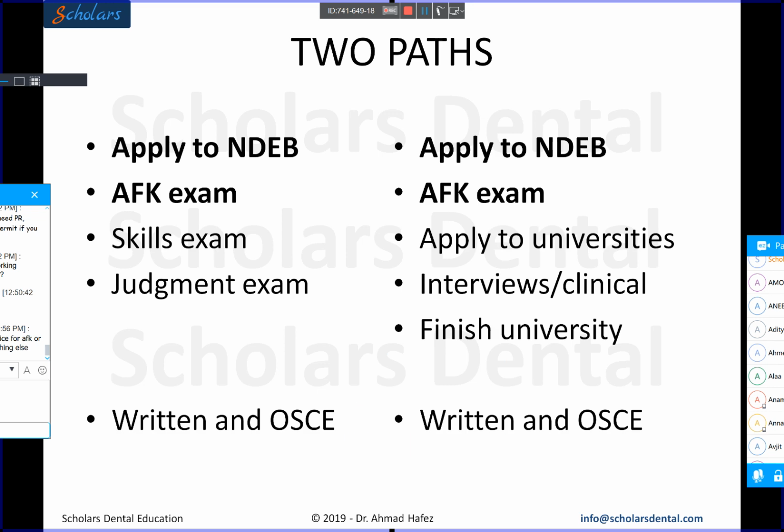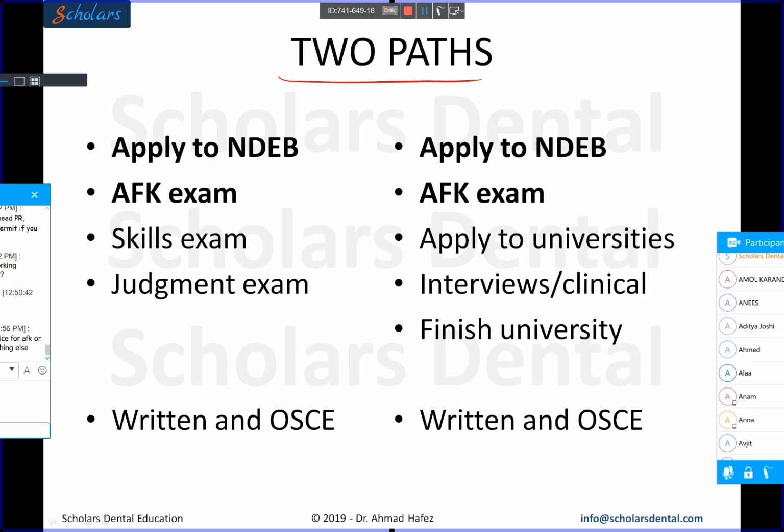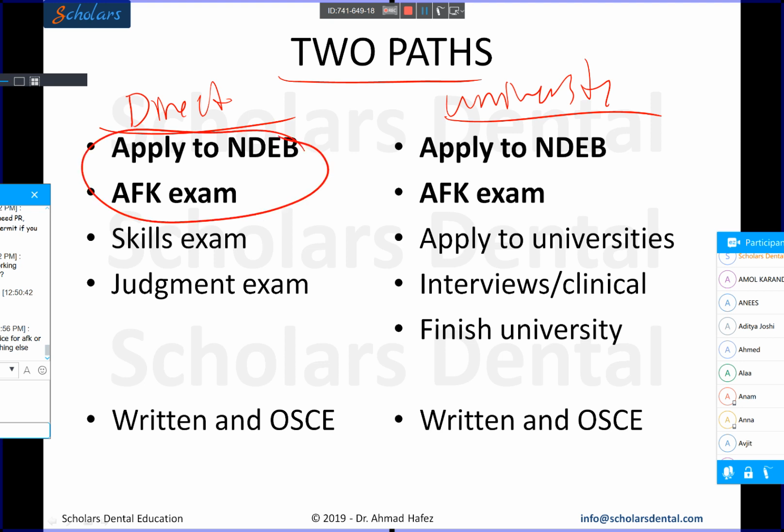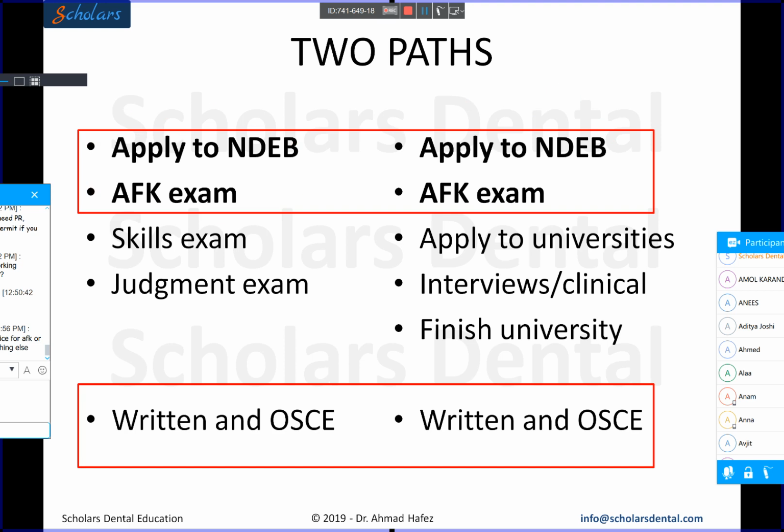So what did we just conclude here? There are two paths. You have the direct path, without university, and you have the university path. We talk about the money and time that costs. But they all start and end the same way. The start is always apply to NDEB and do the AFK, and the end is going to do the OSCE. And they only differ in the middle here.